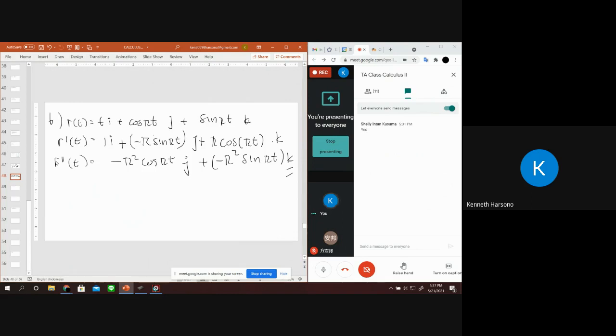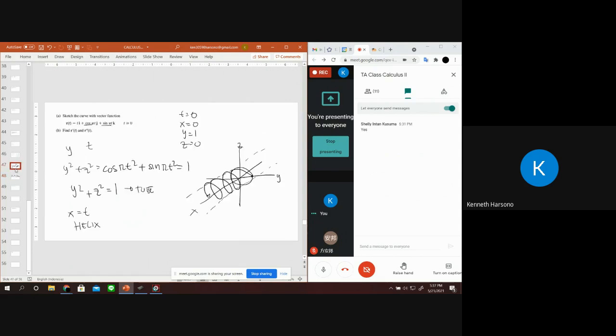Have any question for this one? I think it's pretty easy, right? Like from calculus one, because you need to remember the chain rule and anything from calculus one. For drawing the curve, it's clear, right? Okay. Let's move on to the second question.